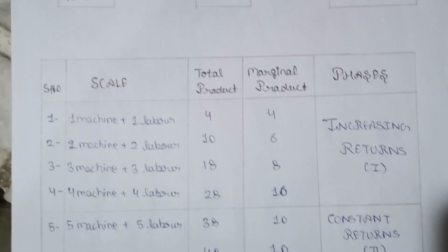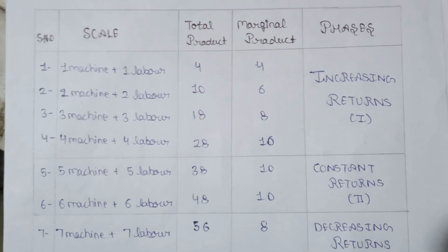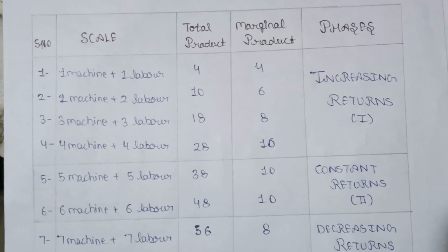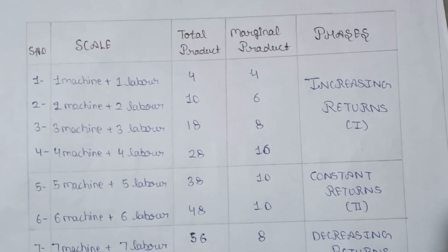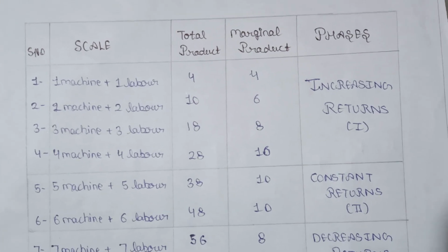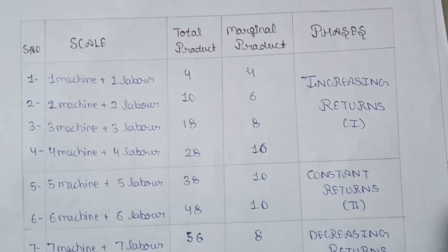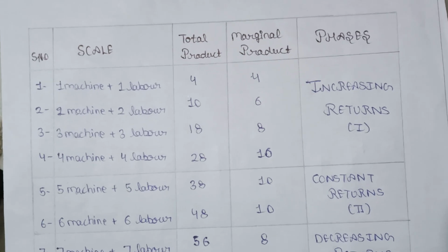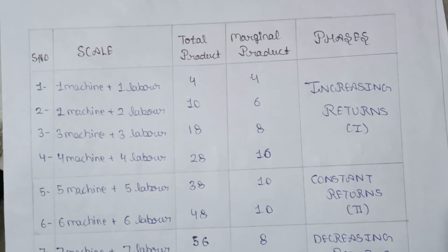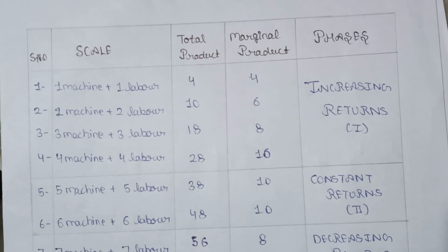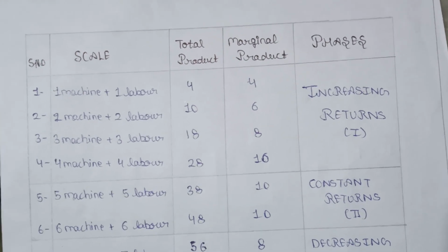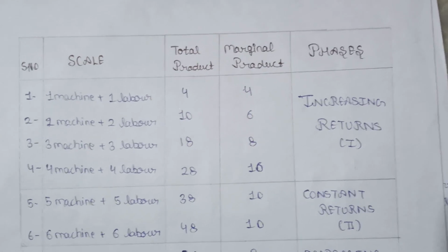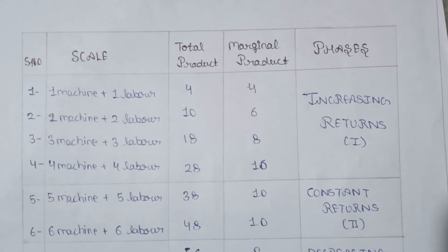Now let's discuss the following table. In this table, in the scale column, you can see that if we have one machine and one labor, we get the total product equal to 4. And if we increase the machine and labor in the same proportion, in the fourth row, when we have 4 machines and 4 labor, we have total product 28 and marginal product 16. And by the top 4 rows, you can see that the marginal product is increasing when we increase the factors.